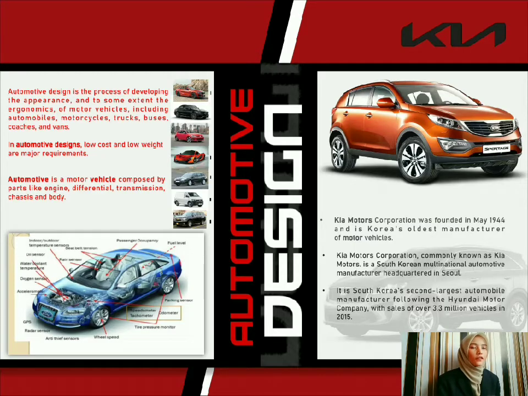Basically, the first thing that we have to know, especially in this subject, is the meaning of automotive design. Automotive design is the process of developing the appearance and, to some extent, the ergonomics of motor vehicles, including automobiles, motorcycles, trucks, buses, coaches, and more. In automotive design, low cost and low weight are major requirements. An automotive is also a motor vehicle composed of parts like engine, differential, transmission, chassis and body.